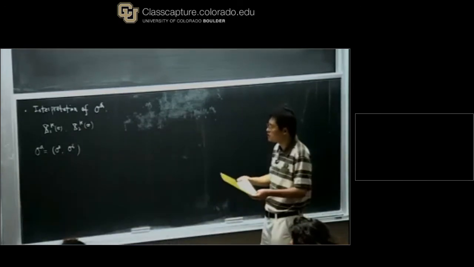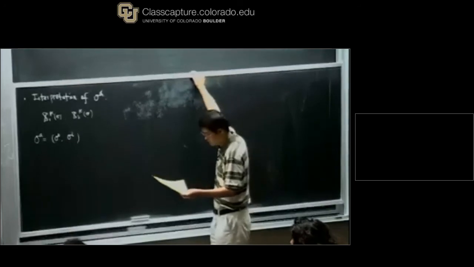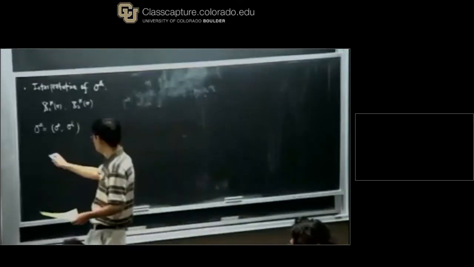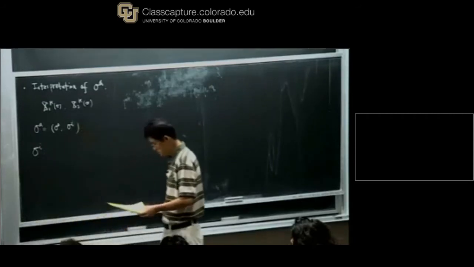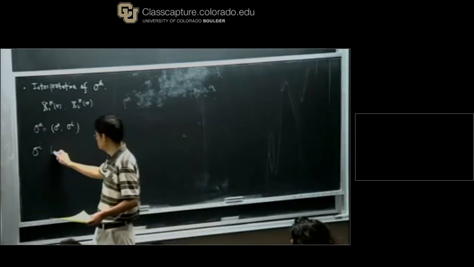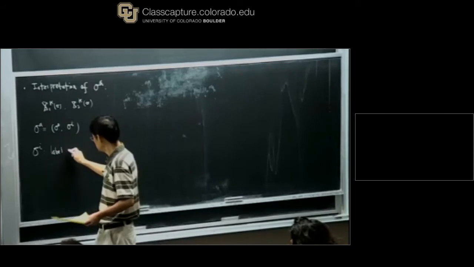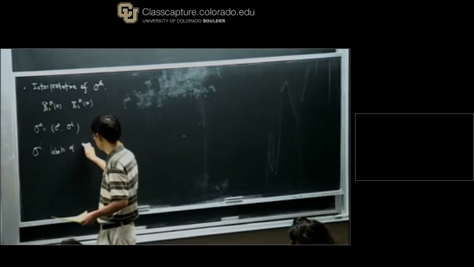So now we will interpret. Here is the key. We will interpret sigma^i, the spatial parts of sigma, as labels of fluid elements.